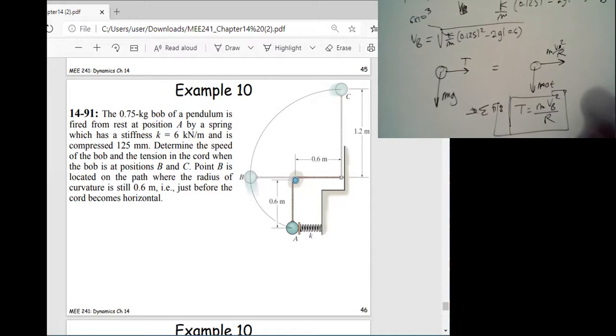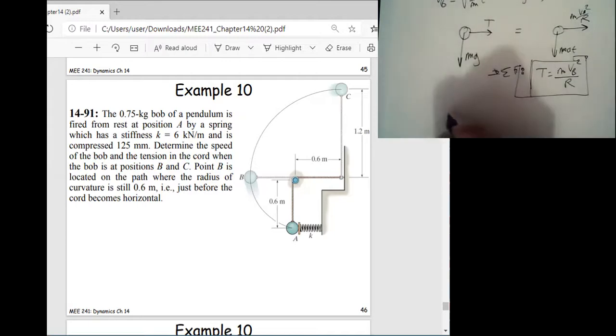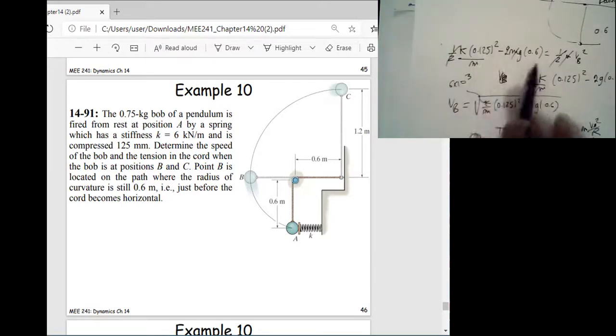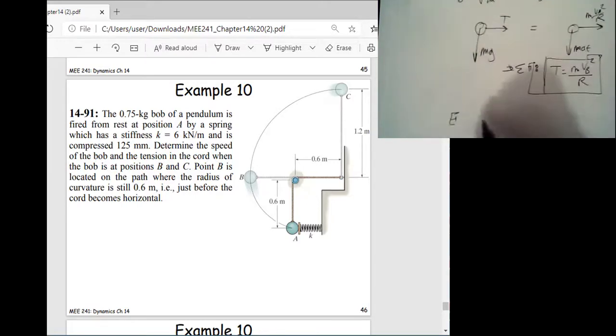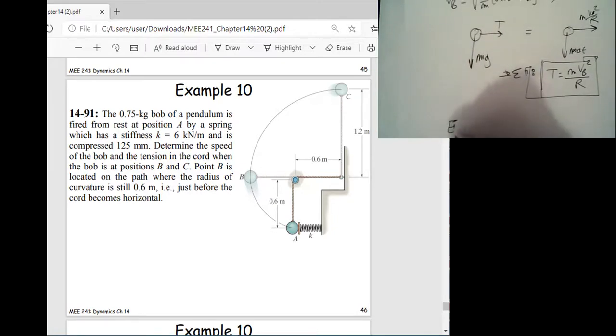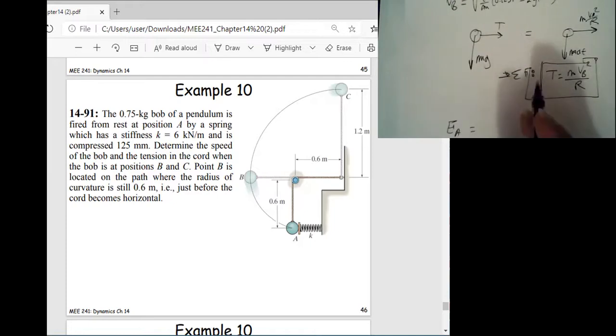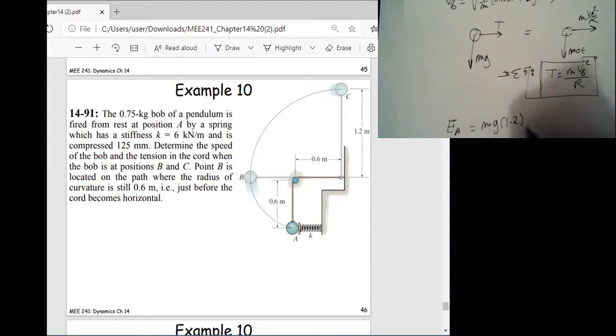Now, if I want to find it at C, how do I do that? You're going to do the same thing. We can easily use energy at A, if you already calculated this number, or we can say the energy at B, because energy here is conserved. So I can say EA is equal to my final energy at C. My potential energy at C is going to be equal to mg multiplied by h, in this case 1.2, so it's positive, plus whatever velocity we have, 1 over 2 m vC squared.